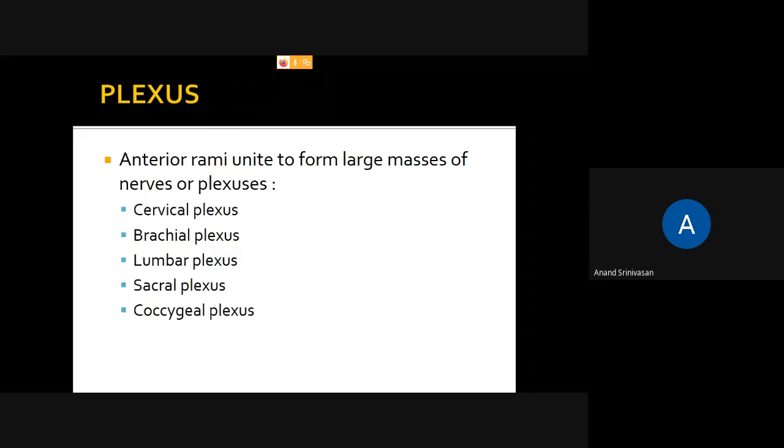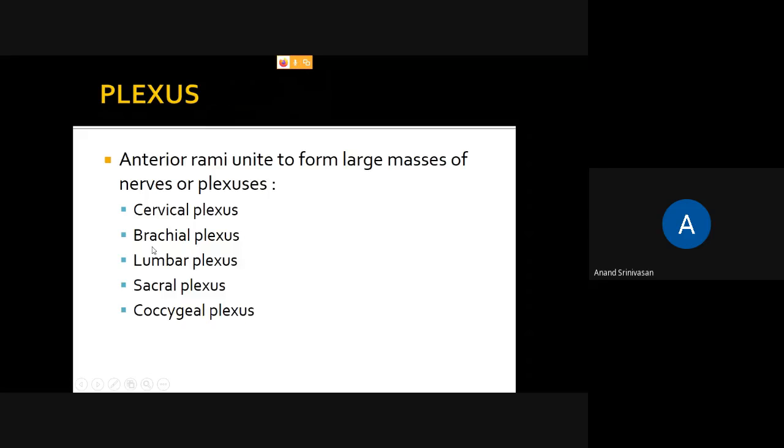Say C1, C2, C3, they might unite. Similarly C5, C6, they might unite. C7, C8, they may unite. So they will be joining with one another, forming a plexus, a group. For example, the cervical nerves join together to form the cervical plexus. Similarly, the lower cervical and the upper thoracic nerves join together to form a plexus near the arm. This is called the brachial plexus.